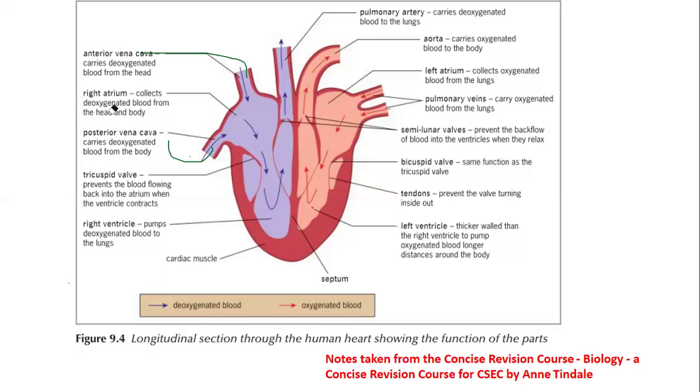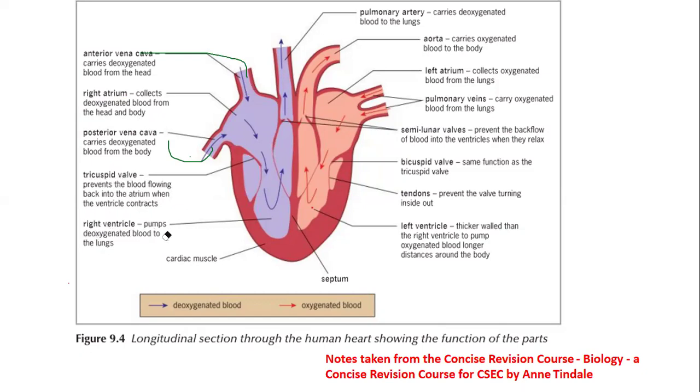So then the right atrium collects deoxygenated blood, right, from the head, and we see it there. And then the tricuspid valve prevents blood flowing back to the atrium when the ventricle contracts. So the valve prevents any backflow. So the tricuspid valve is on the left-hand side, guys.